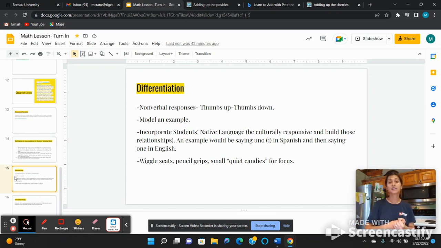Be culturally responsive. Like I said, in Gainesville, especially where I live or used to live a few months ago before June when we bought our new house, lots of different ethnicities and Spanish population, be aware of that. And uno, one, work, trabajar, and reinforce that. Also, wiggle seats, pencil grips, quiet candies I found in my placement to be effective. Oh, you are working so quietly as you pass out one little candy or a little sticker.